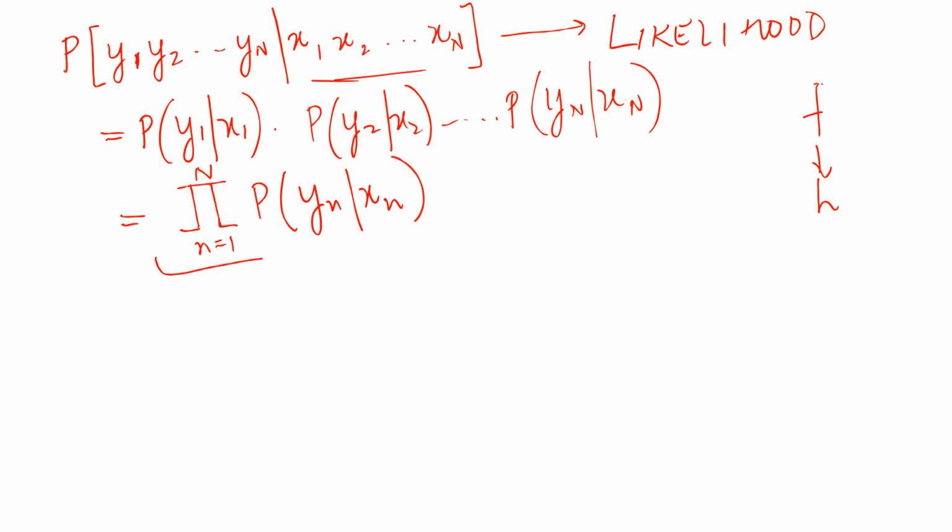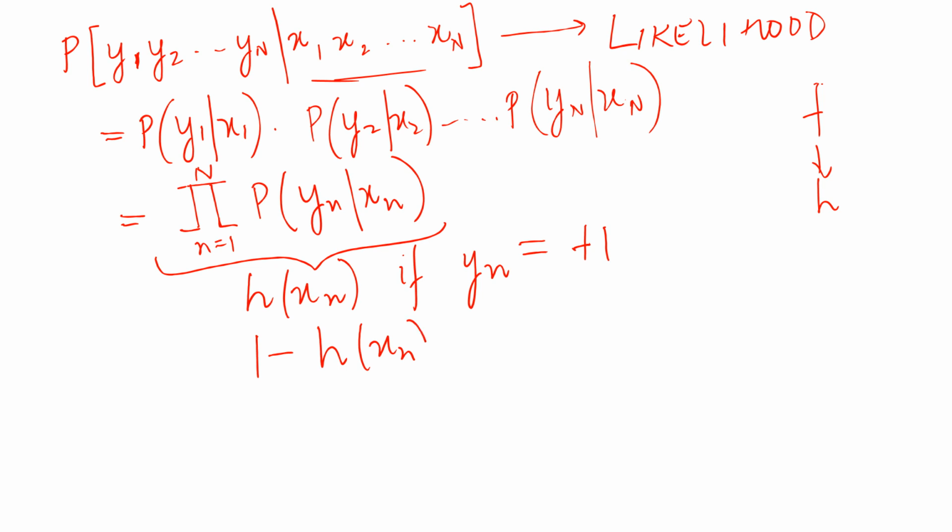So in other words, this term is signifying or representing h(x_n) if y_n is +1, or 1 minus h(x_n) if y_n is -1. Okay, so what does this tell us about the initial definition of h(x_n) that we had?